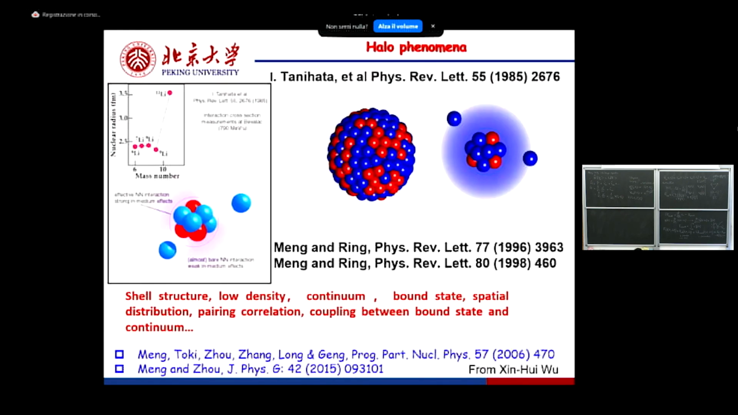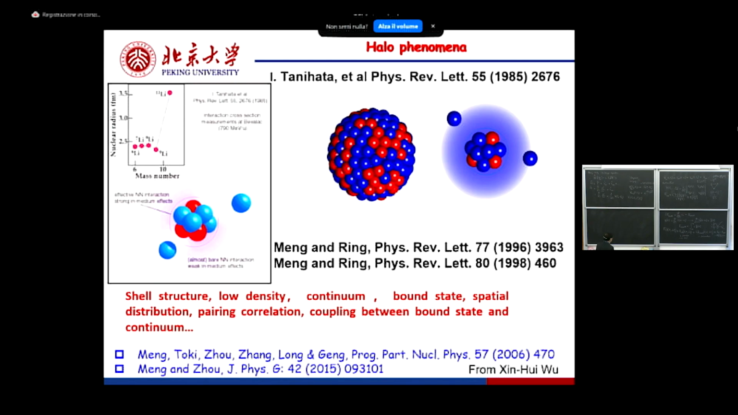And then maybe all of you know this halo phenomenon. The halo phenomenon is a very important topic. But can anybody give me a definition of what a halo phenomenon is? Right? So next year may be a very important year for this halo phenomenon, because the so-called halo phenomenon was observed almost 40 years ago.